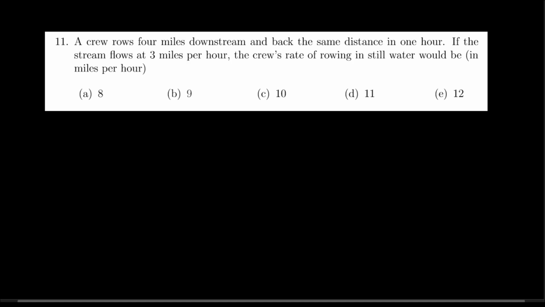All right, we're on to number 11 for the 2013 Algebra 2 exam in the Pacific High School Math Competition. Number 11 is as follows. A crew rows 4 miles downstream and back the same distance in 1 hour. If the stream flows at 3 miles per hour, the crew's rate of rowing in still water would be, in miles per hour, one of these 5 options.